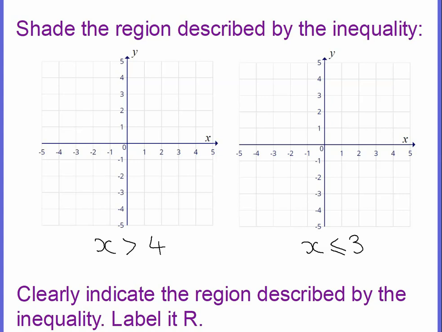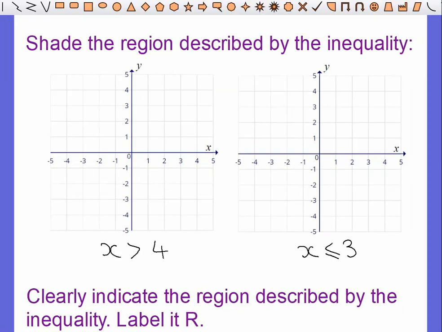And if you're doing GCSE or FSMQ, they want the opposite answers. But as long as it's clear, I'm pretty sure that the exam board is going to give you the marks either way. So let's have a look at this first one. x is greater than 4. If they said shade the region described by the inequality, or clearly indicate the region described by the inequality and label that region R, there are two different ways, but let's have a look at this first one.